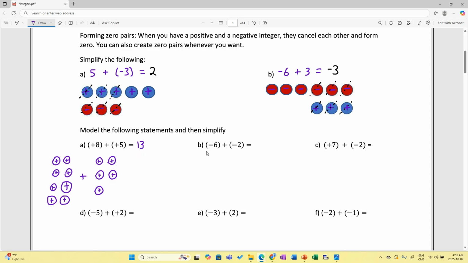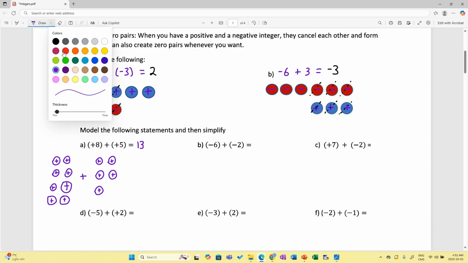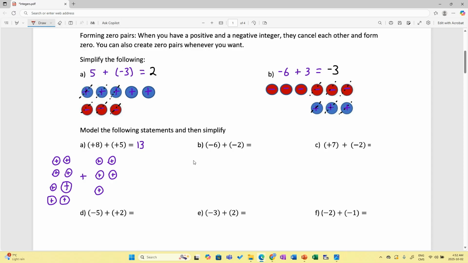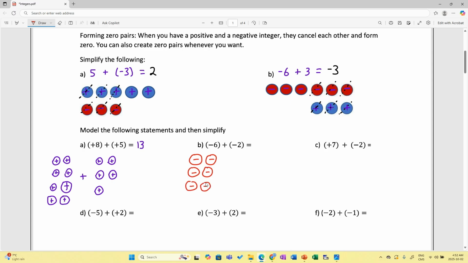Now for my answer of B, here it says I have negative 6 and negative 2. Well, for this one, let's draw them out. I've got 6 negative circles, and I'm adding 2 negative circles. So in this case, for my final answer, I would just add all of the same sign circles. So 1, 2, 3, 4, 5, 6, 7, 8. So my final answer should be negative 8 here.